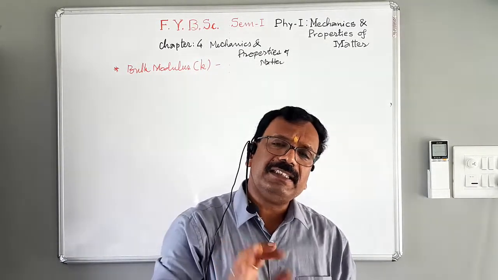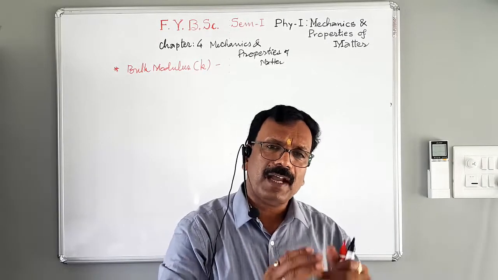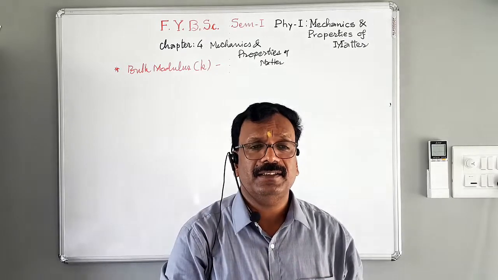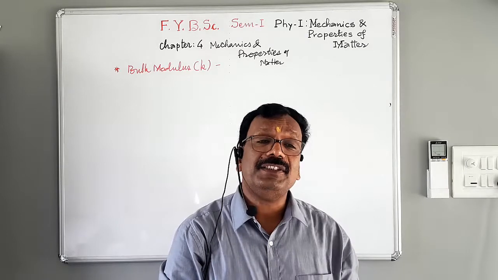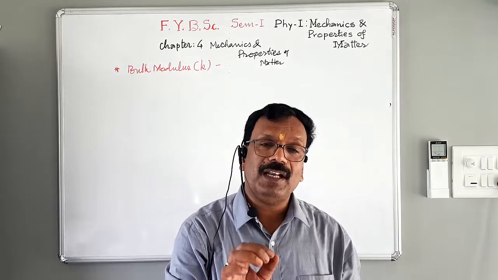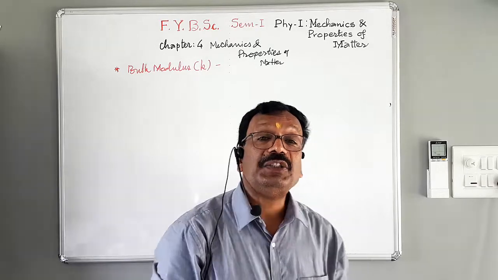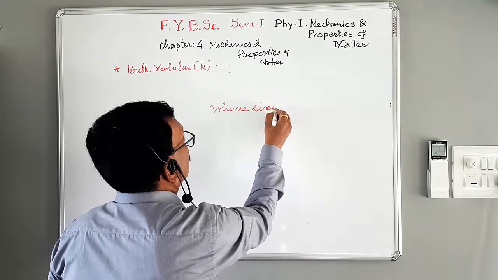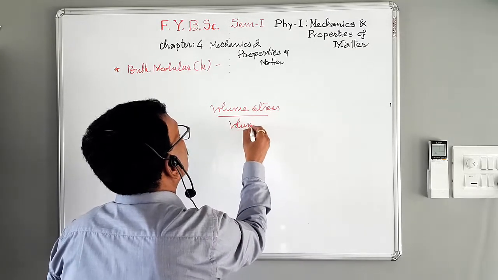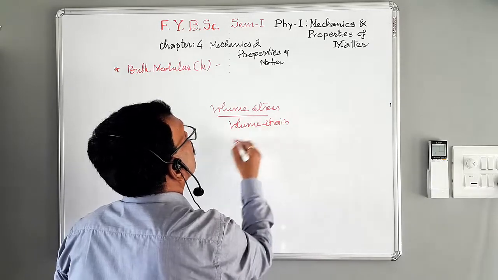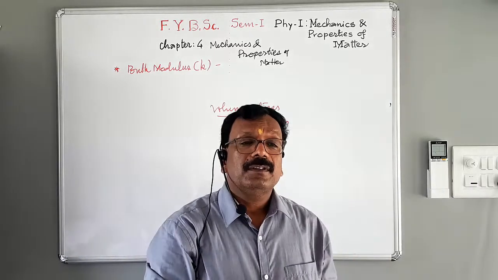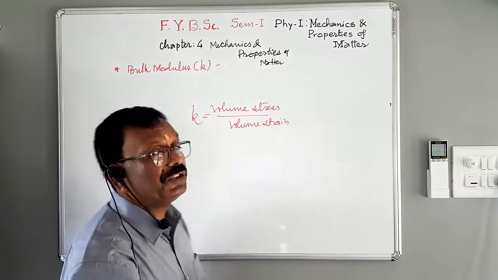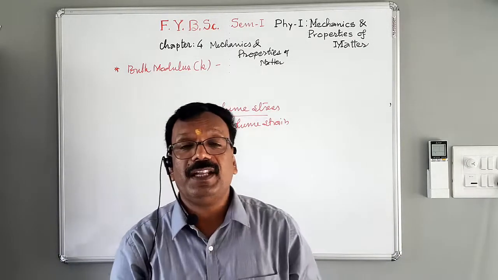Like Young's modulus, this is also a ratio, and hence in a similar way we can define bulk modulus in a single sentence. See here the definition of bulk modulus, very simple. Bulk modulus is defined as the ratio of volume stress to volume strain. Okay. Bulk modulus, that is K, is the ratio of volume stress to volume strain.